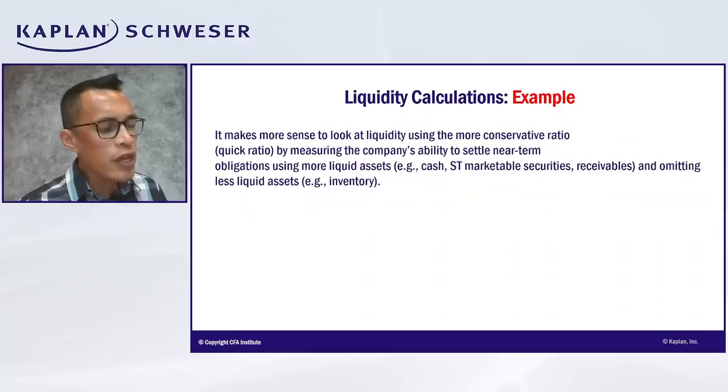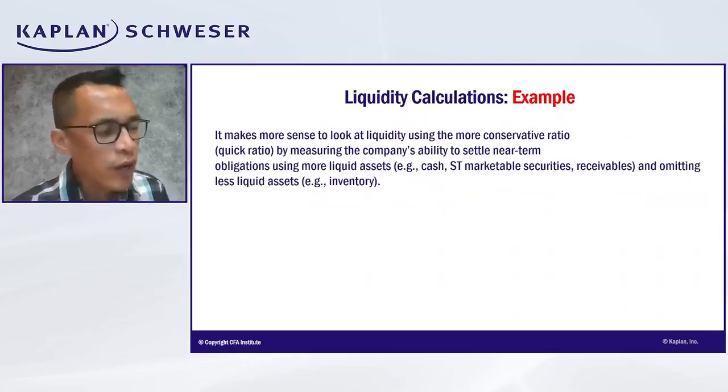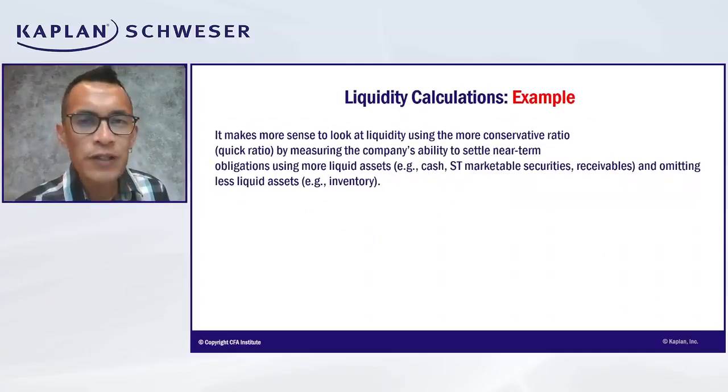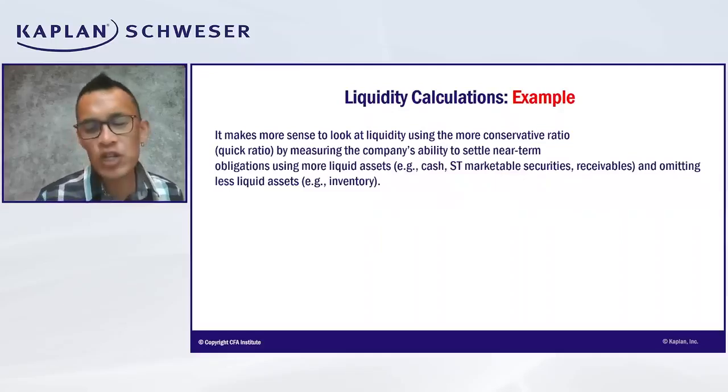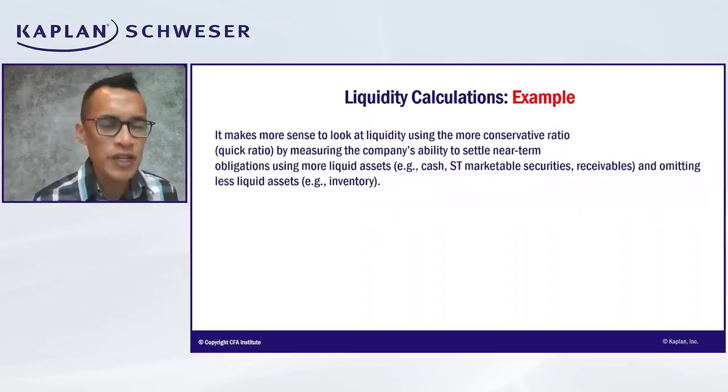Now, in thinking this through, it is clear that the quick ratio is more relevant since it eliminates the relatively illiquid asset of inventory. So in this case, we override the conclusion made for the current ratio, and instead we're going to look at the quick ratio conclusion, and we're going to see that there's a decrease in liquidity.